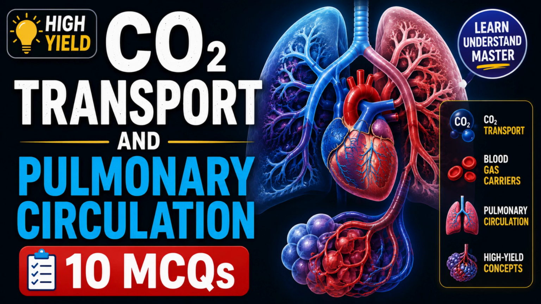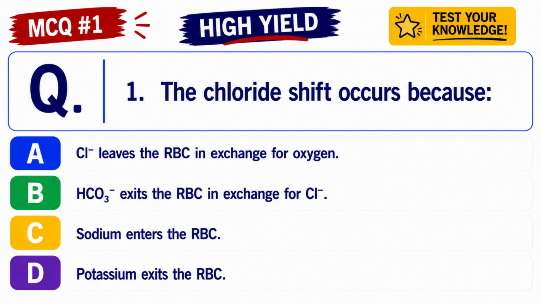10 questions. CO2 transport and pulmonary circulation. Pause after each question if you need time to think. Let's go. Question 1. The chloride shift occurs because A.